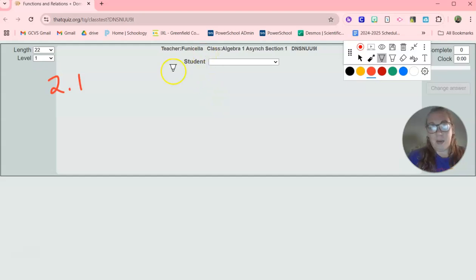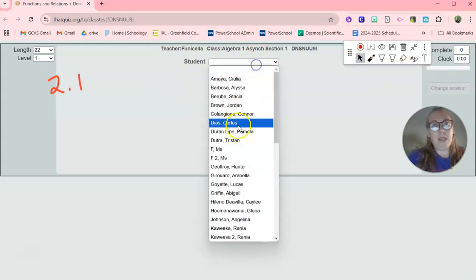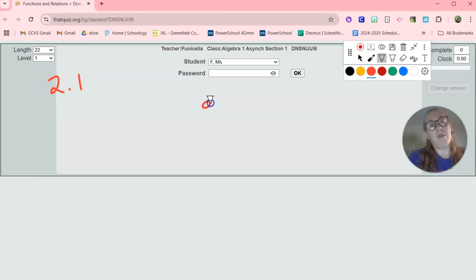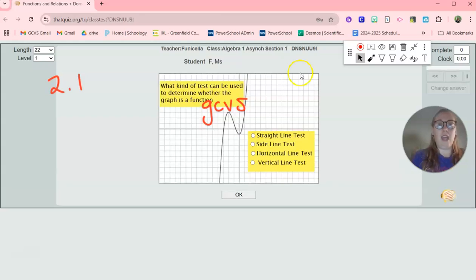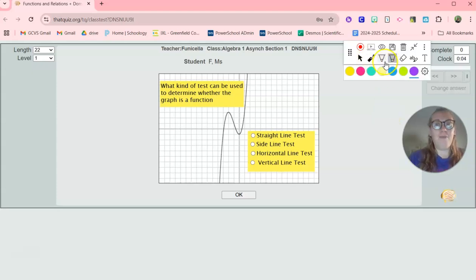As you're logging into ThatQuiz, make sure to find your name in the drop-down menu, and then you're just going to type in that password, all lowercase, GCVS, and hit OK. And then you'll be logged in and we can get ourselves started here.